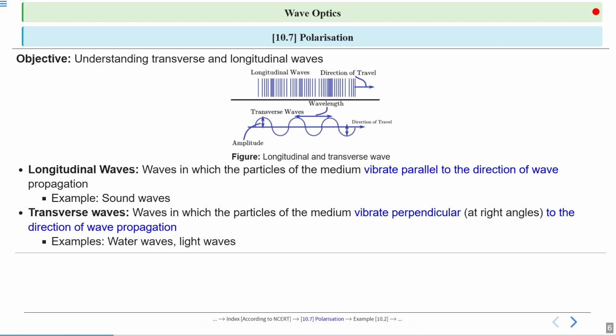Examples of transverse waves include water waves and light waves. In water waves, the water particles move up and down as the wave travels across the surface. Similarly, light waves are transverse waves that can travel through vacuum, unlike sound waves.